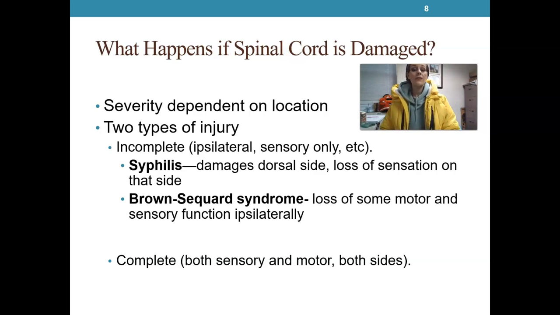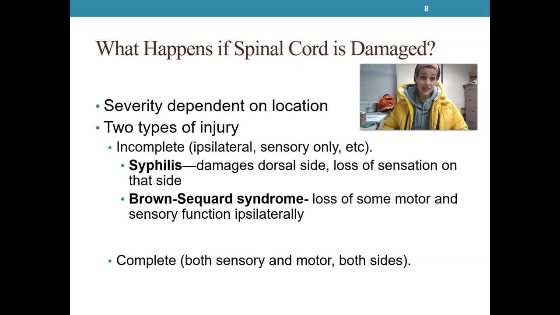Now, there are two different types of injury. We can have what is called an incomplete injury or a complete injury. So an incomplete injury could be ipsilateral. It's only damaging one side of the spinal cord, or it's only damaging the sensory side, only the dorsal roots are damaged. So an example of these might be something like syphilis.